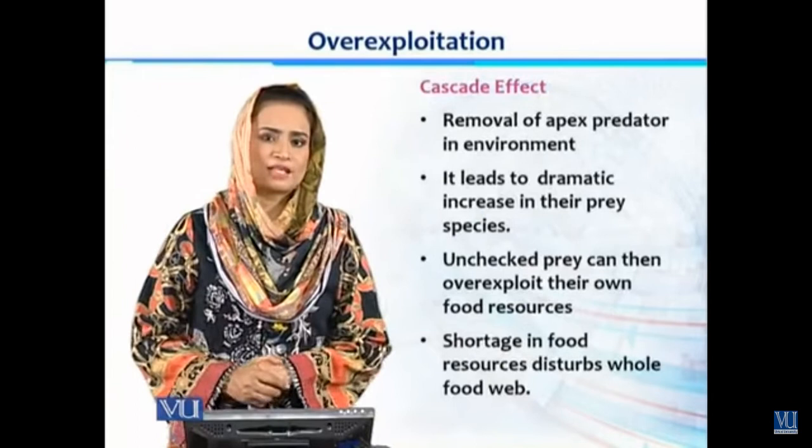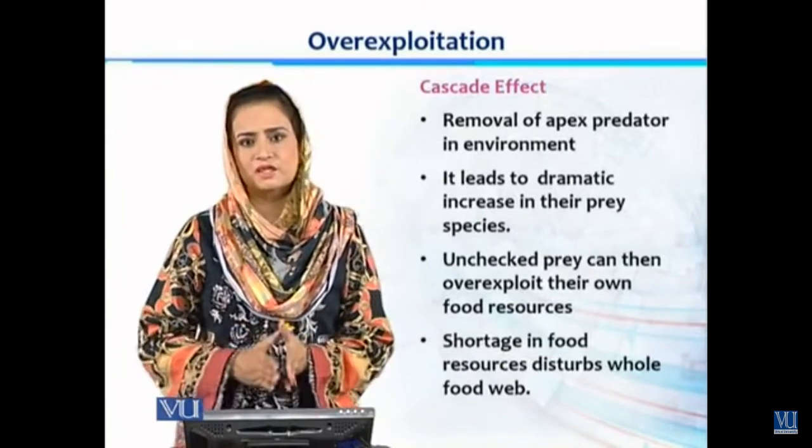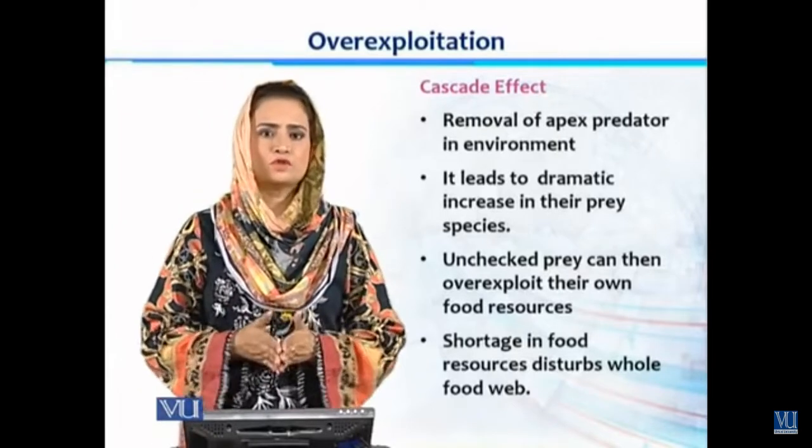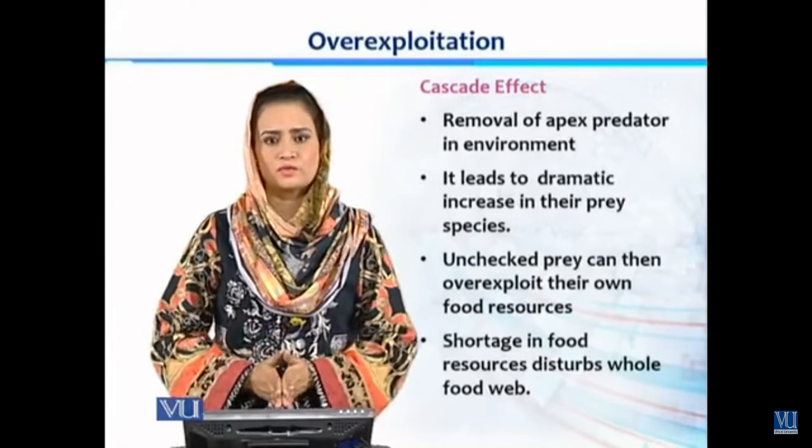So one important factor in over-exploitation is removal of apex predator. In the specific relationship, your food web or food chain, we have studied trophic levels. The topmost level of a food chain is apex predator. And that apex predator is very important to maintain the balance in the lower trophic levels.